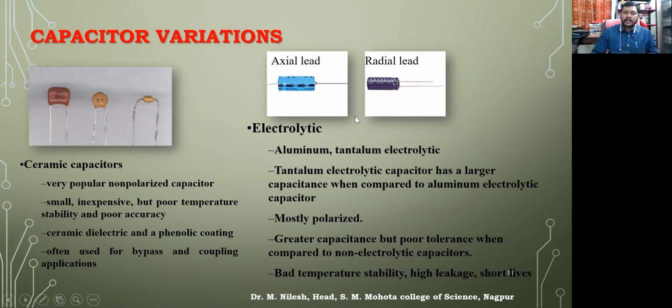These are called electrolytic capacitors, and they have aluminum, tantalum, tantalum electrolytic capacitor, we call these. They have larger capacitance as compared to ceramic capacitors, and they are mostly polarized. They have polarity, positive and negative, greater capacitance but poor tolerance as compared to non-electrolytic capacitors. Tolerance means the variation of capacitance is slightly higher as compared to a ceramic capacitor, and they have bad temperature stability, high leakage, short leads. So these are some of the drawbacks of this electrolytic capacitor.